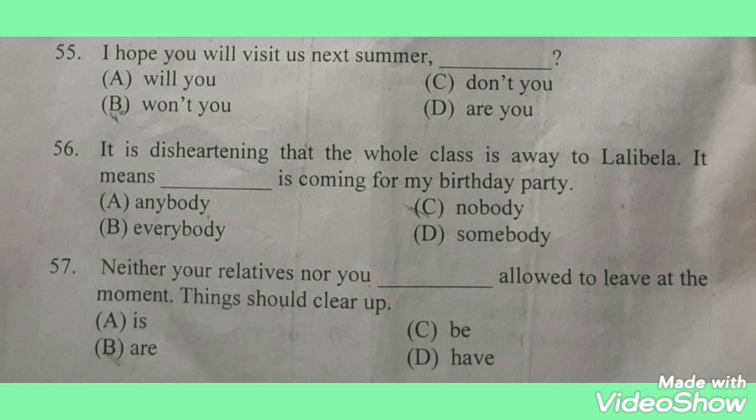And we're coming to the last one for today. Neither your relatives nor you blank allowed to live at the moment. Things should clear up. A is, B are, C be, D have. I'll give you 10 seconds as usual. I want you to try your best with some reasons. You have to be reasonable when you choose one of the choices from here.